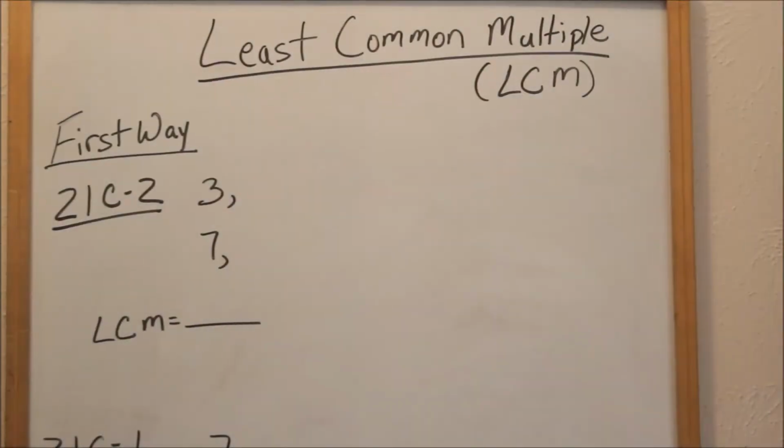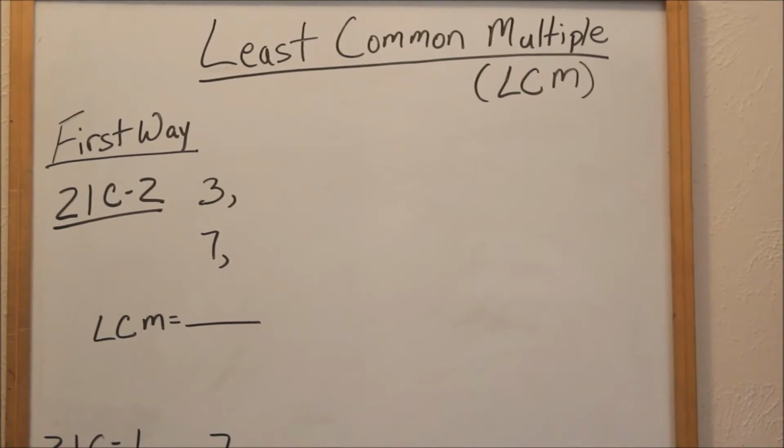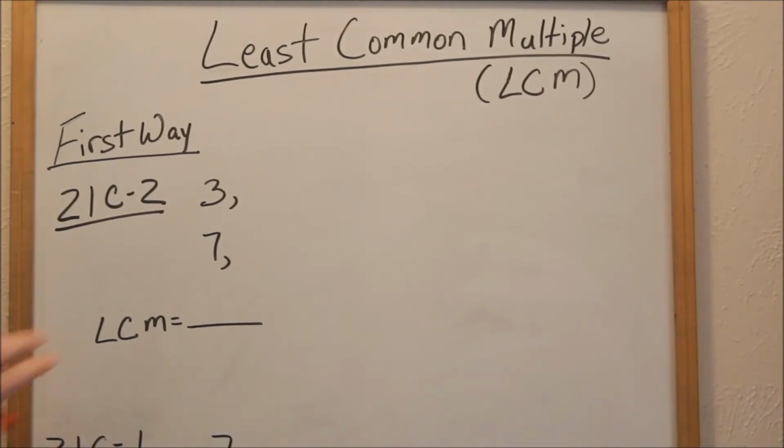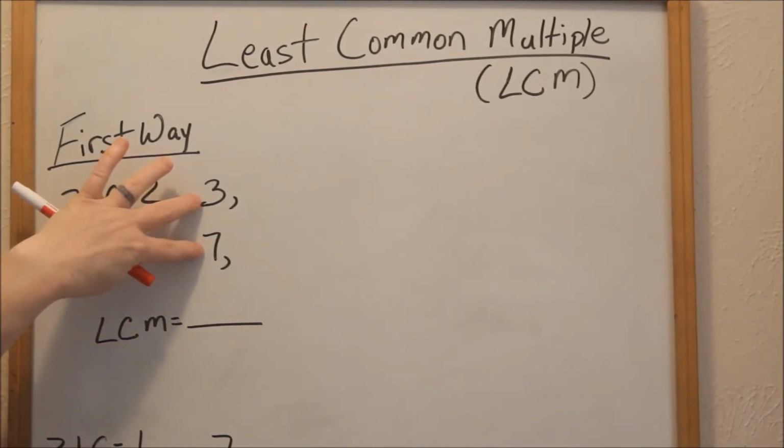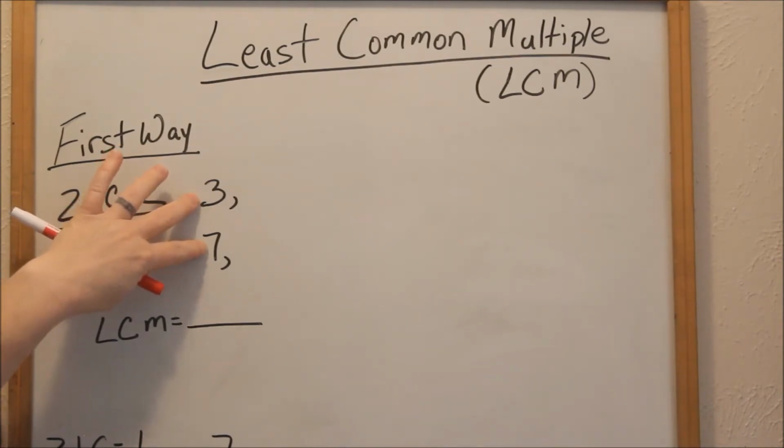Okay, we're going to do least common multiple. We're going to do it two different ways. So we're going to do the first way. One thing that you can think of when you're saying least common multiple is if you're going to make a common denominator with these two things, what is the lowest number that they have in common that you can make a common denominator with? That's one way you can think of it, okay?